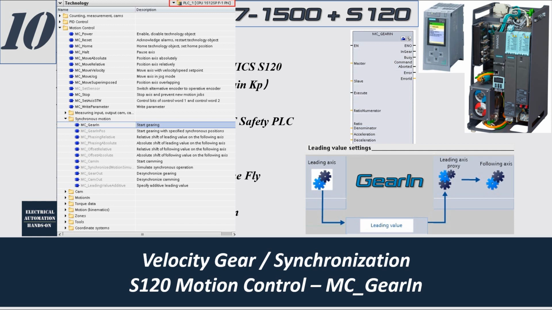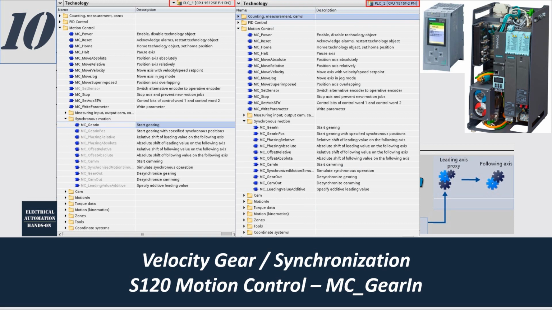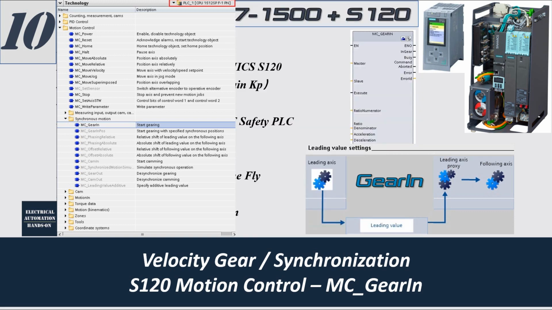For more advanced synchronization control, for example, the positioning synchronization or CAM, the more complex positioning relationship, you could use the technology CPU, basically what Siemens calls the S120T CPU. In this video, we will discuss this simple application. I will use the standard PLC to show how we can use this MC_GearIn.